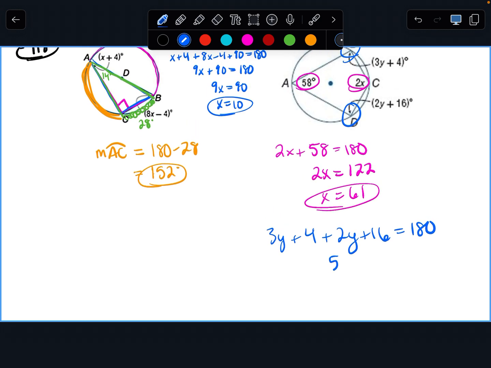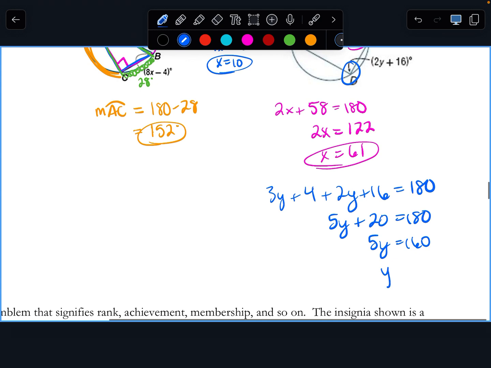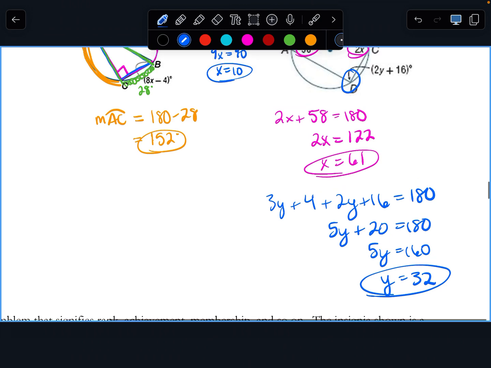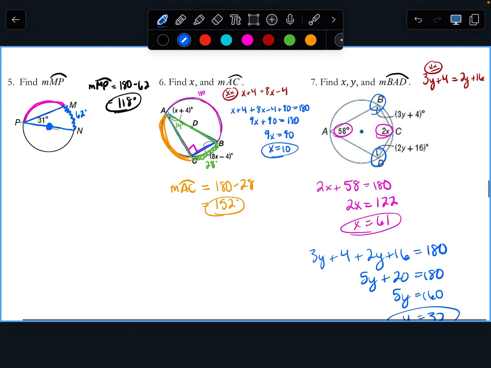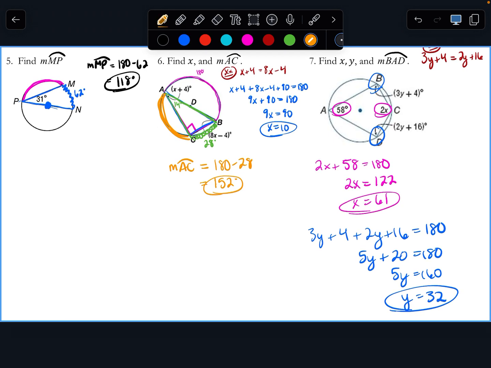So what do we get? 5y plus 20. All right, so wait. I have to find that dang arc. Where do I want to write that? I'll write it over here. Measure of BAD. Okay, where is BAD? Oh, that's a huge guy.